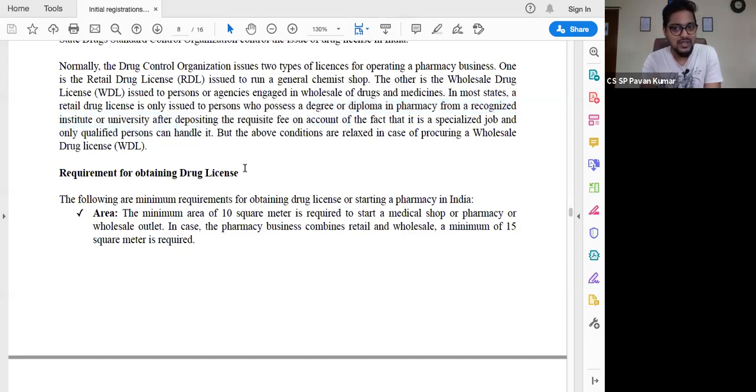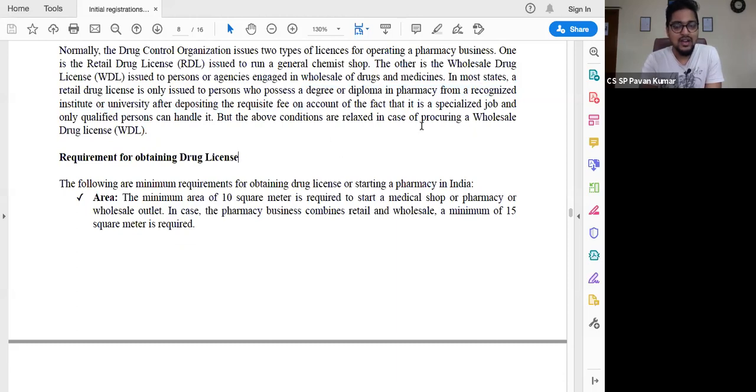This is the purpose. However, for procuring a wholesale license, the above condition is relaxed, because whatever the retailer asks for, the wholesale people will give to him. The wholesaler is not going to sell it to the final customer. I buy it from the chemist, so the chemist should know. Since the chemist already knows, the wholesaler can just possess it, whether he knows or not. That is why this particular condition is relaxed for a wholesaler. But for a retailer, he should have expert knowledge.